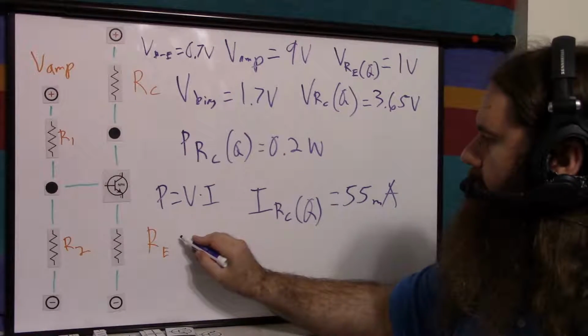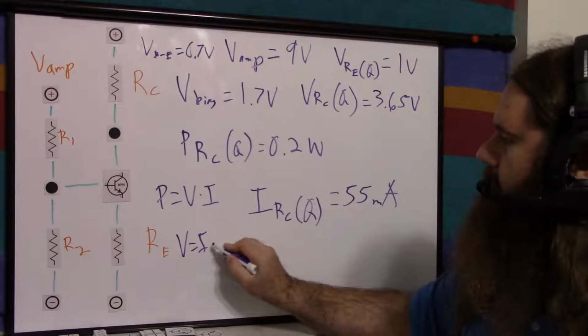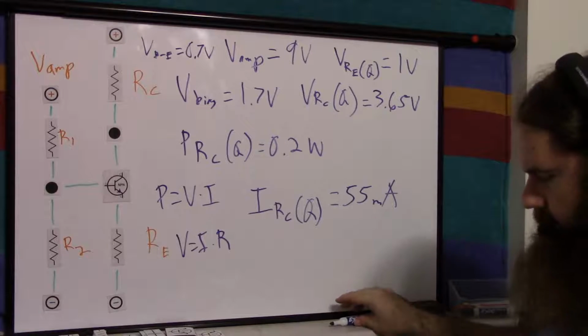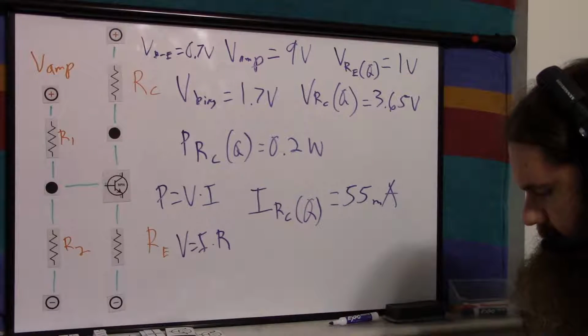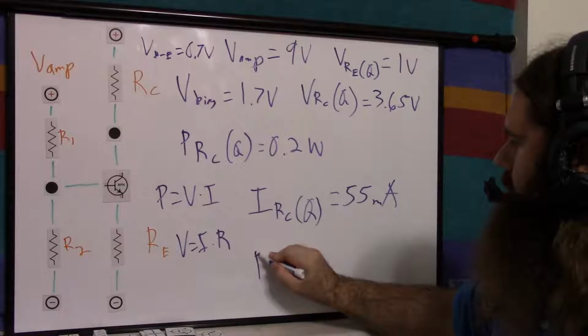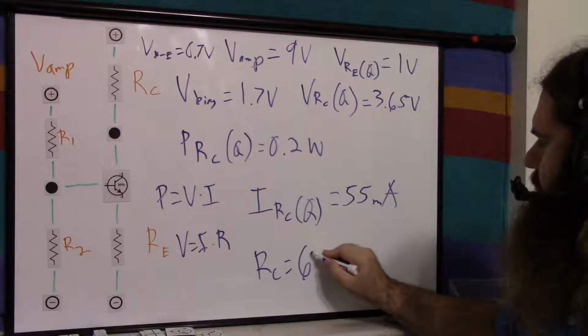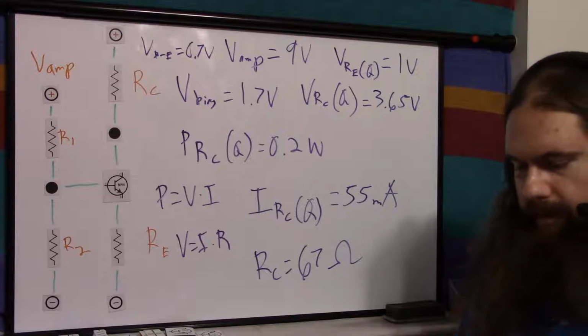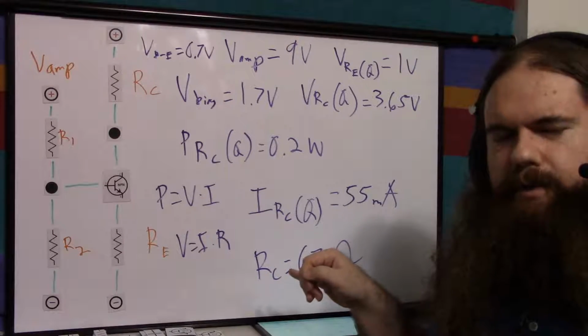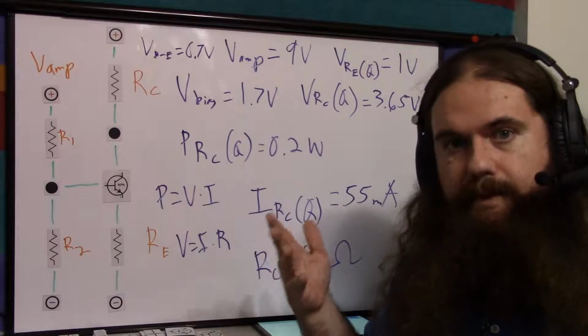But we also know that V equals I times R. Well, we have the voltage again, and now we have the current. So if I take 3.65 volts divided by that amount of current, we get RC equals 67 ohms. Now that's pretty small. If your parts can handle this, then that's great. It has very low output impedance, not as low as it could be, but fairly low.